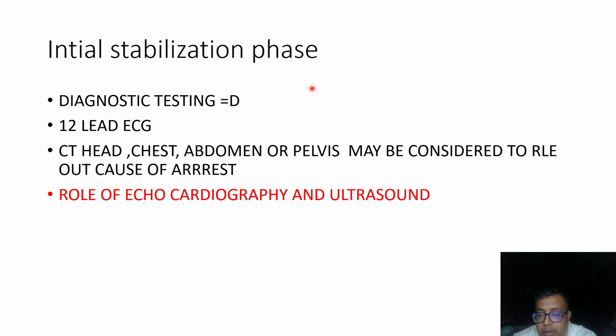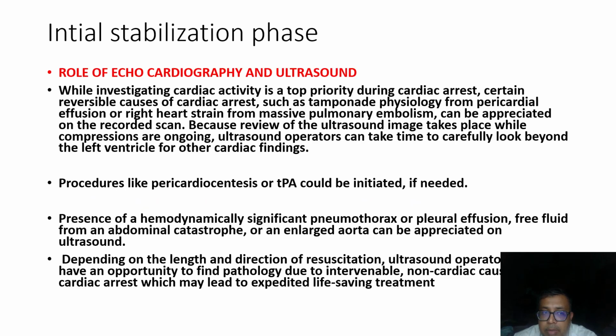In the initial stabilization phase, the D, diagnostic testing, includes a 12-lead ECG. You may obtain CT of the head, chest, abdomen or pelvis, which may be considered to rule out the cause of the arrest. The role of echocardiography and ultrasound has crept in, and there has been an article which we will discuss later on. For the initial stabilization phase, what is the role of echocardiography or the ultrasound machine?